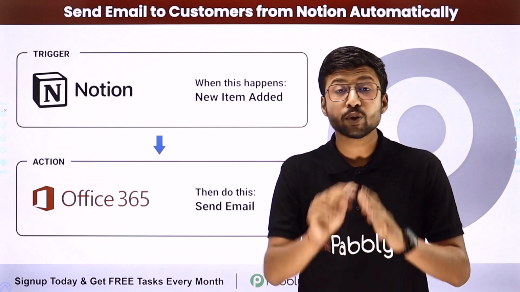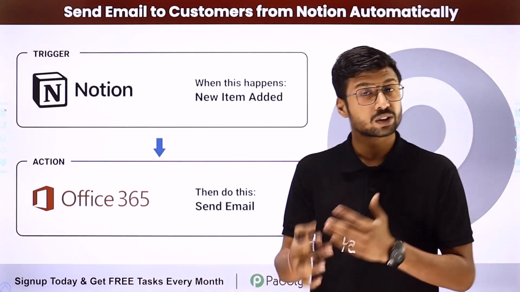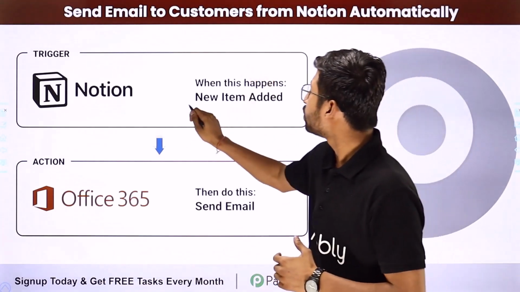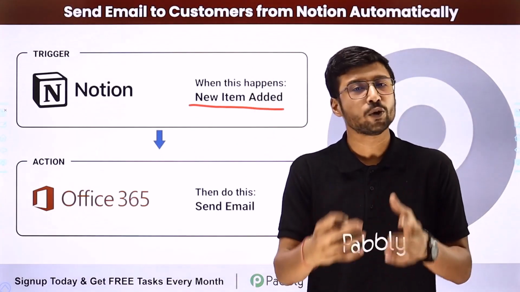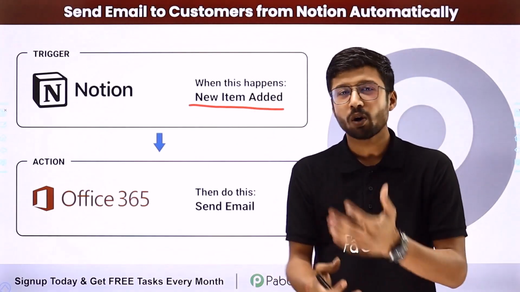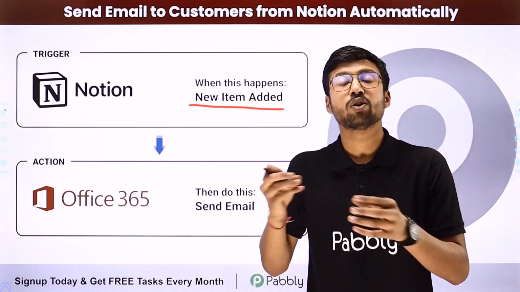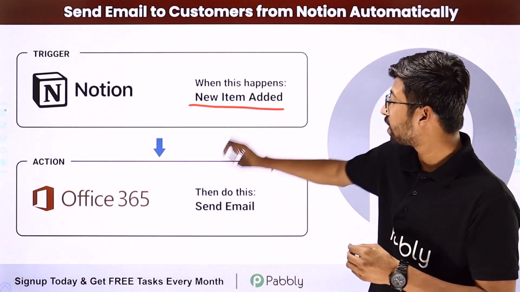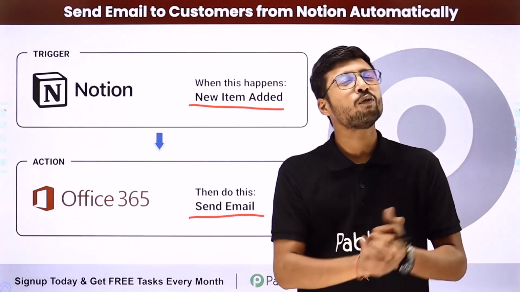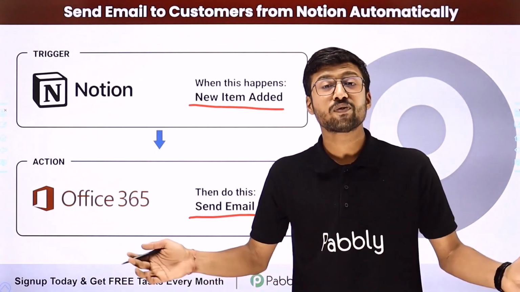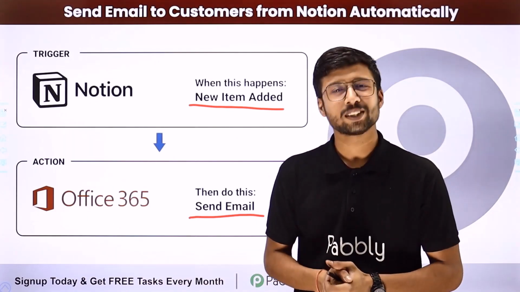So guys, let me tell you, you can actually automate this process. So in this automation, whenever a new item is created in Notion, whenever details of a new customer, a new client are added in Notion, automatically to the same client on their email address which we are going to enter, an email will be sent from our Outlook account. Now, if you want to know how you can set up this automation, for that, you just have to come with me to my screen.